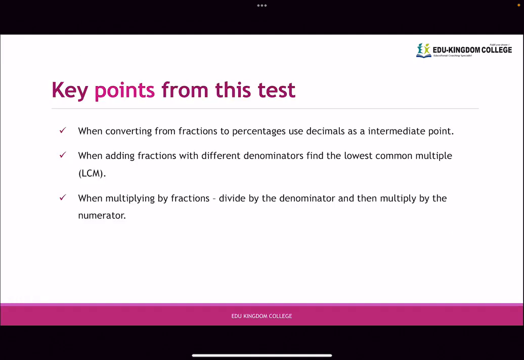So the key takeaways from this test was converting fractions to percentages using decimals in between, because that's probably the easiest thing we can use as an intermediate point. Intermediate point just means that little point in the middle to get from one stage to another. Also, when we're adding fractions with different denominators, make them the same. But when we make them the same, we want them to be as small as possible, and this smallest denominator possible that's common amongst all the denominators is called lowest common multiple. And finally, when we're multiplying by fractions, always divide by the denominator first if you can, and then multiply by the numerator, because that's going to save you time.